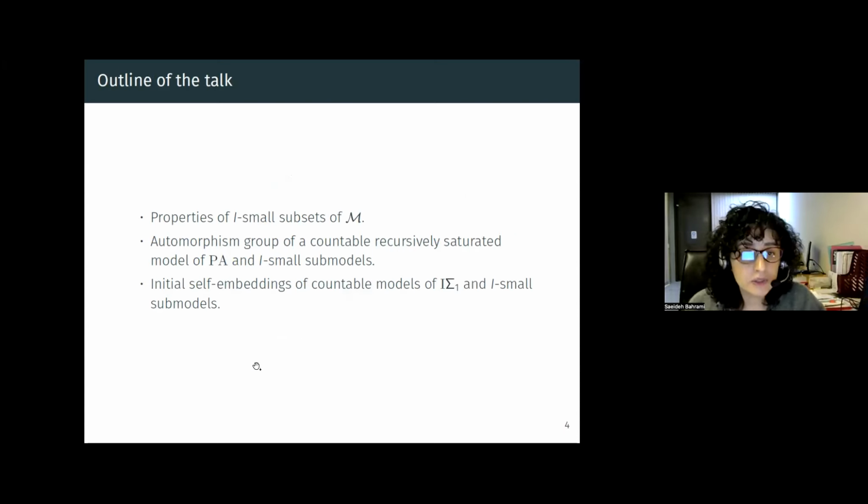My plan is, first of all, to investigate some properties of I-small submodels of M. And then I'm going to recount some results about the automorphism group of a countable recursively saturated model of PA and the relation with I-small submodels. And then I'm going to generalize these results about automorphisms to initial self-embeddings, and I will define what I mean by an initial self-embedding.